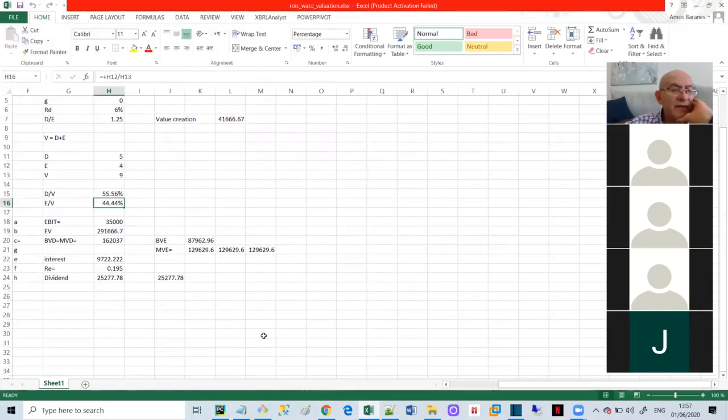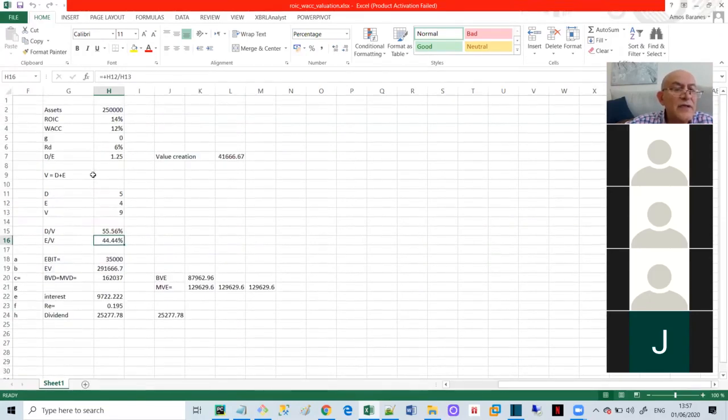Let's see if I have the calculation of the RE. If not, we will do it in a second. Where's the WACC? Here we go. We have WACC 12%, okay? And I want to calculate the RE, just above dividend at the last row. The last, yeah, here we go.